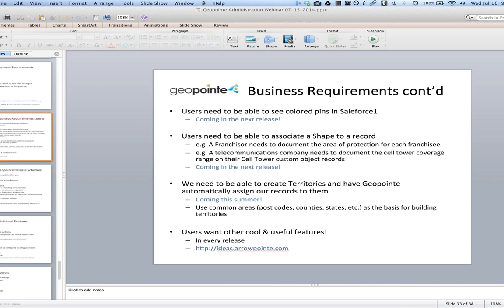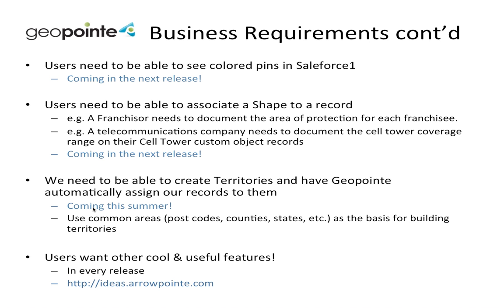So some other business requirements here. These are things that are coming. Users need the ability to see those colored pins in Salesforce 1. Right now, our Salesforce 1 solution only shows a little red dot for everything you search because we're just keeping it super simple for mobile, not getting into all those color rules and stuff. We're going to change that and bring the coloring to Salesforce 1 as well. So if you wanted to see those prospects in the way you see them, you'd be able to do that.